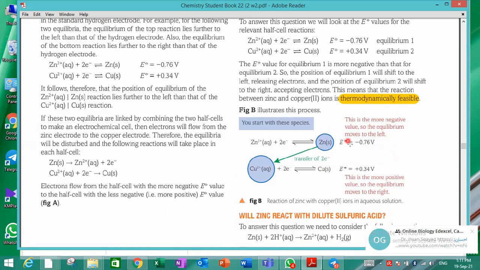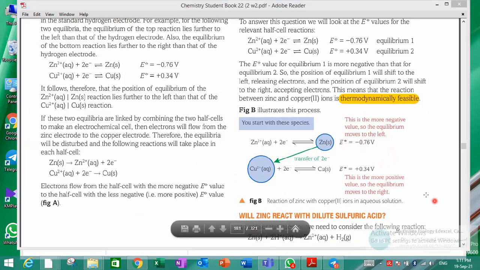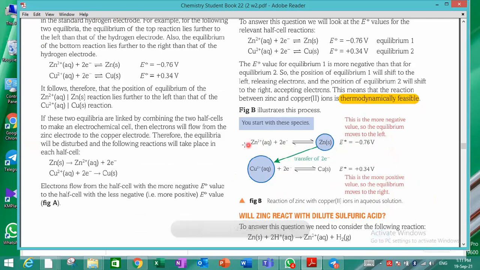We are going to place them in this way: the standard electrode potential that has the less positive value is written first, and then the one that has the more positive standard electrode potential. And we will see that the species that is present on the top right of these two equations would react with the one that is placed on the bottom left.